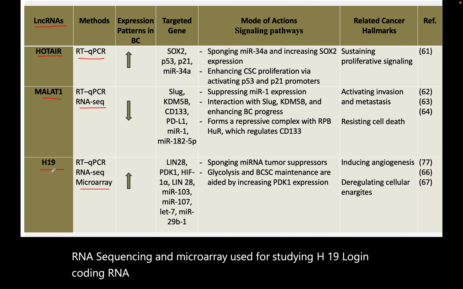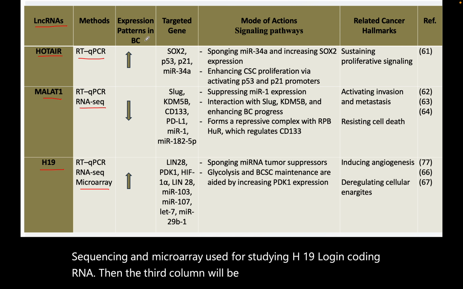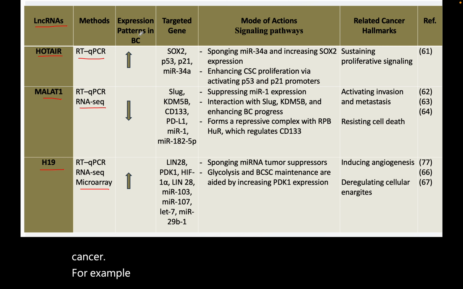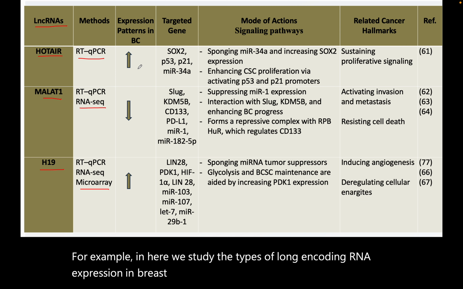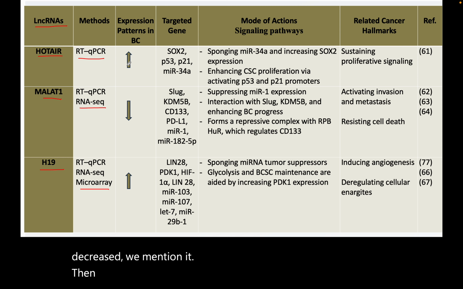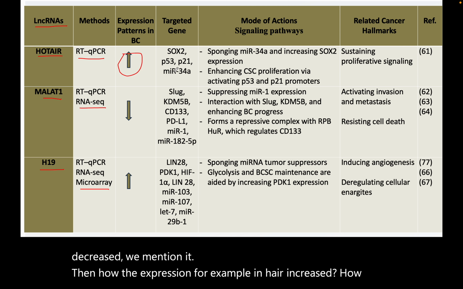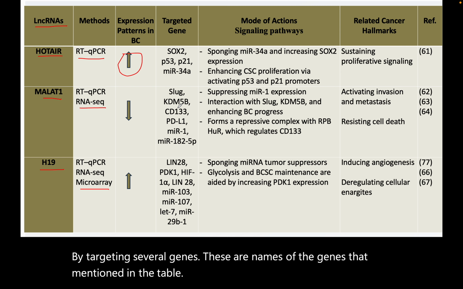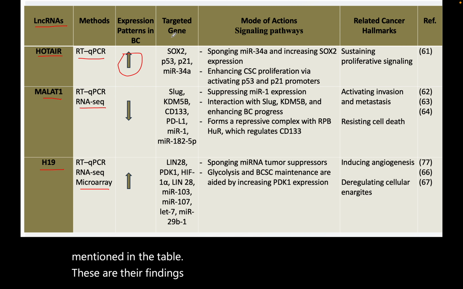Then the third column will be expression pattern in breast cancer. For example, in here, we study the types of long non-coding RNA expression in breast cancer. So the expression increased or decreased. We mentioned it. Then, how did the expression, for example, in here increase? By targeting several genes. These are names of the genes mentioned in the table. These are their findings. We created a new one.